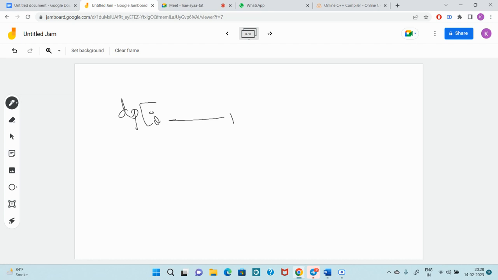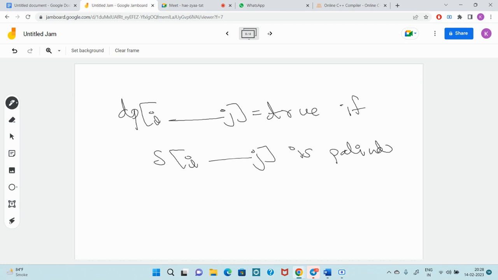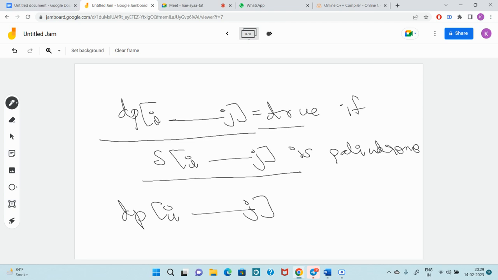DP of I to J is true if the string S from I to J is a palindrome. Let's assume we have a DP state where DP of I of J is true if the string from I to J is a palindrome, and DP of I to J is false if S from I to J is not a palindrome.